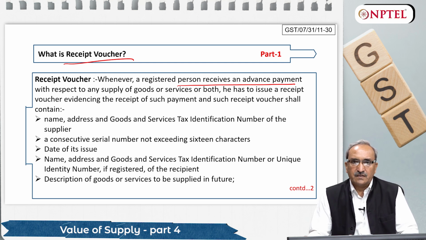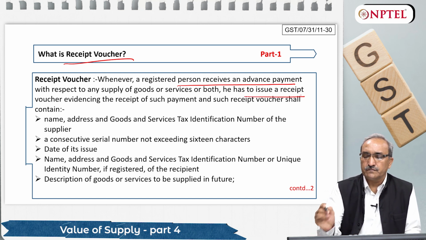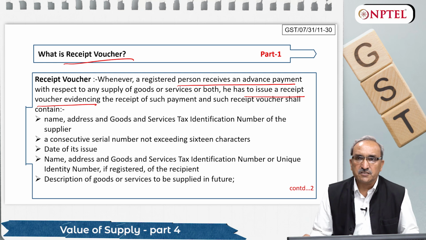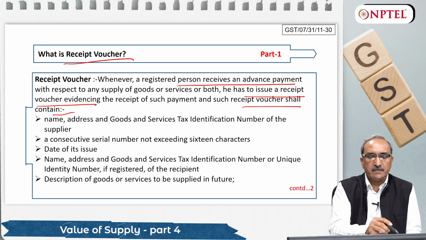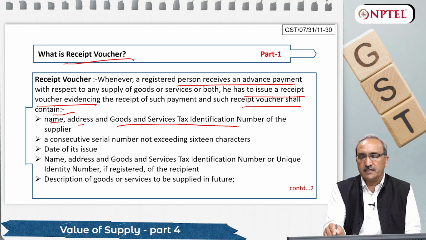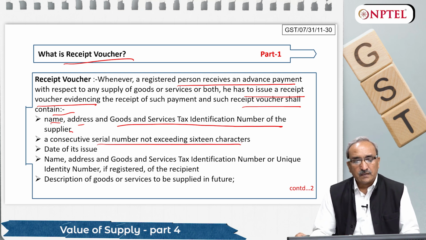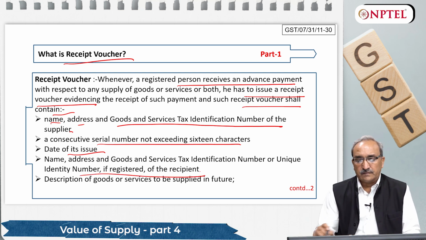In either condition, when we are paying advance to our supplier for goods or services, whatever it is, a registered person receives an advance with respect to supply of goods or services both. He has to issue a receipt voucher evidencing the receipt of such payment, and such receipt shall contain name, address and goods and services identification number of the supplier, serial number of that document, date of issue of that document, name of the recipient also, and the detail of the goods also.